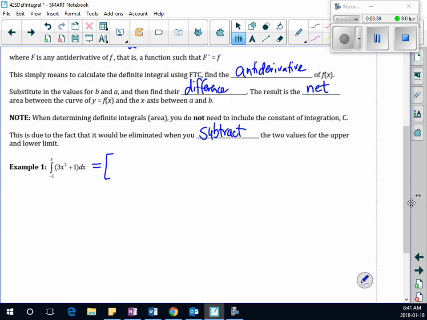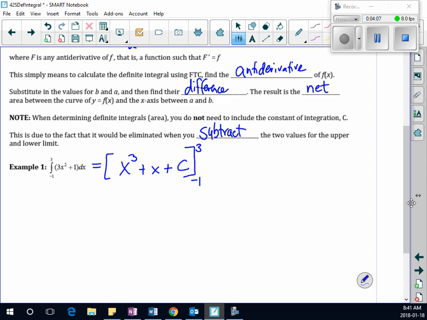Remember, we add 1 to the exponent and then divide by that. So that is x to the power of 3, and then the antiderivative of 1 is x. And I'm going to put the c in there just to show you that the c's will subtract. And then after this first time, we're not going to do this anymore. Okay, and again, this is going from -1 to 3. So the lower limit is -1 and the upper limit is 3.